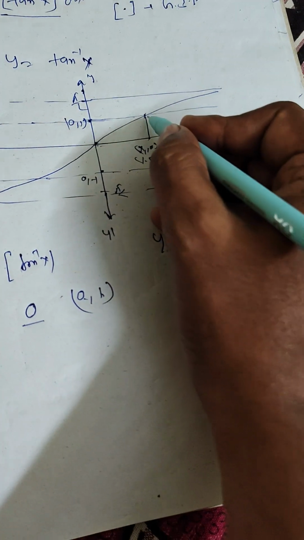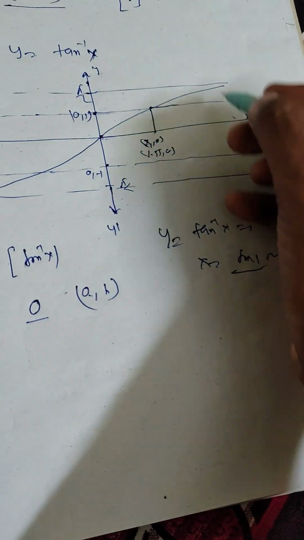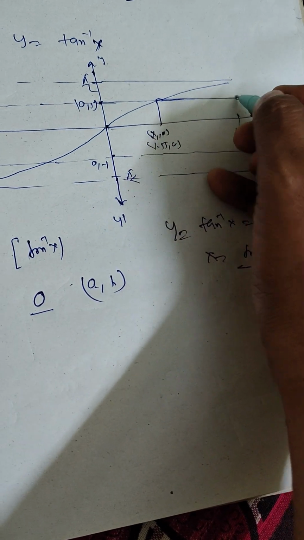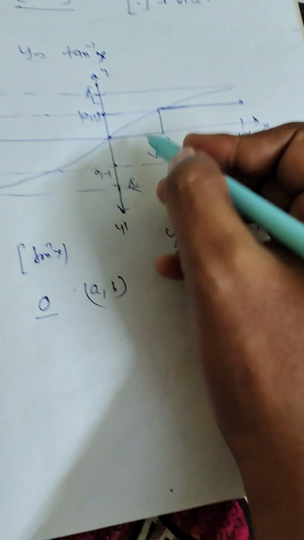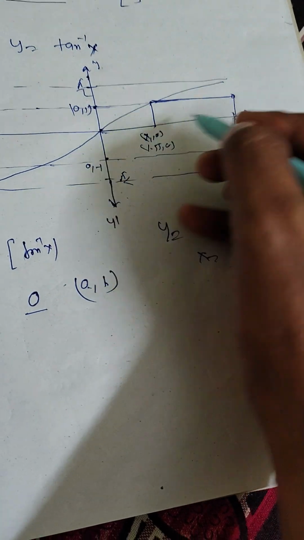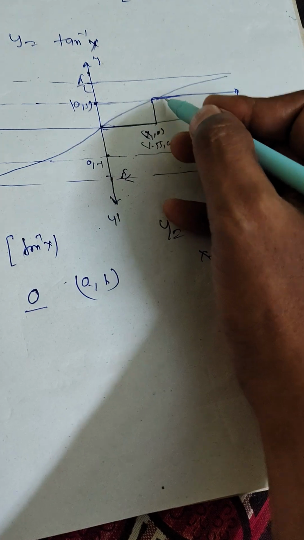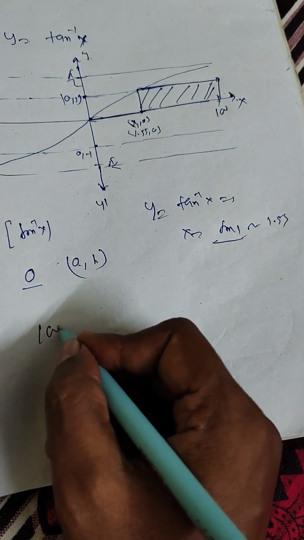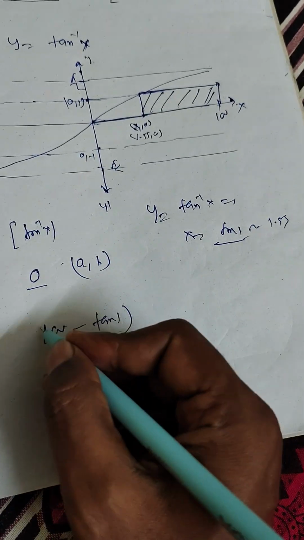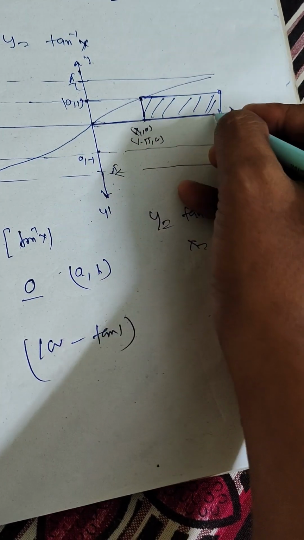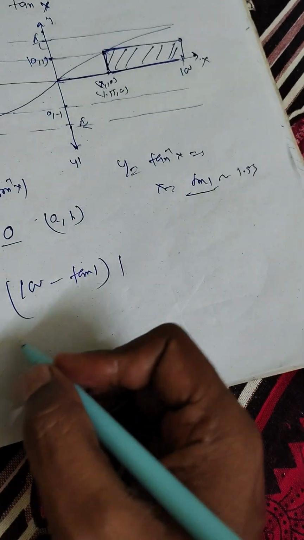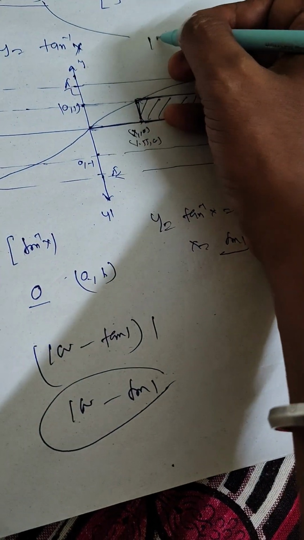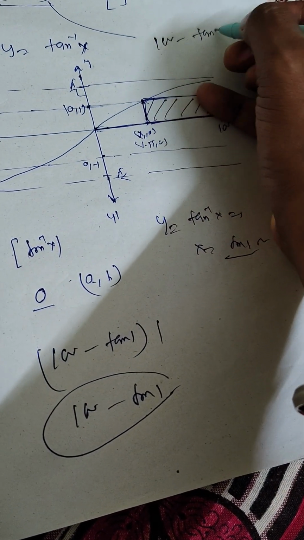Now after this the value is 1, up to x is 100, as the question has the limit 100. So this line goes up to 100, parallel to the x-axis. Our integration is from 0 to 100. From 0 to tan 1 it is 0. Find the area of this graph. So the area is 100 minus tan 1, into the breadth, which is 1. So the final answer is 100 minus tan 1.